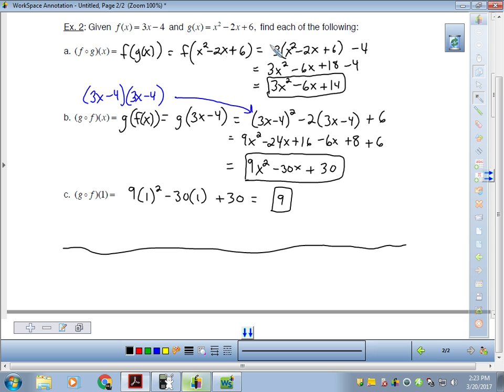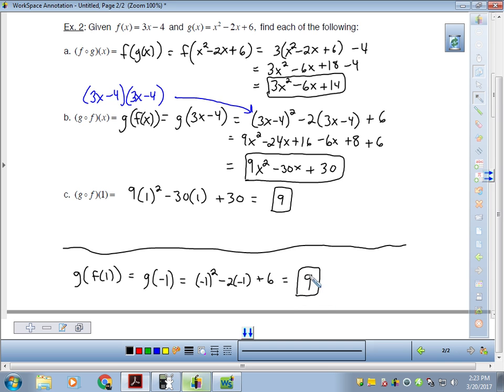But we could also do it like we did in example 1. We could rewrite this as g of f of 1. And then we could figure out what f of 1 is. So if we plug 1 into this f function, 3 times 1 is 3. 3 minus 4 is negative 1. And then all we got to do is plug negative 1 into this function. So we have negative 1 squared minus 2 times negative 1 plus 6. Negative 1 squared is 1. Negative 2 times negative 1 is positive 2. So 1 plus 2 is 3, plus 6 is 9.